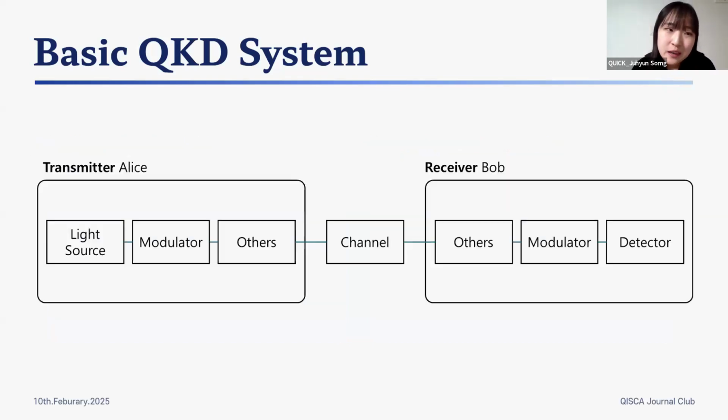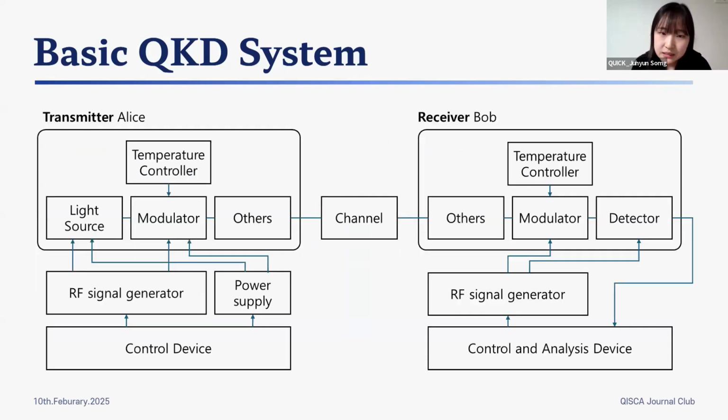as well. This is the block diagram of a QKD system, and to practically implement this system, we actually need more devices. So here you can see what the experimental setup will actually look like. For the light source, we can either use a laser diode or a single photon source. Since we're assuming a phase-based QKD system using a laser, we need to operate the laser in gain switching mode. To do this, we require an RF signal generator that produces pulses and a power supply to drive the laser.